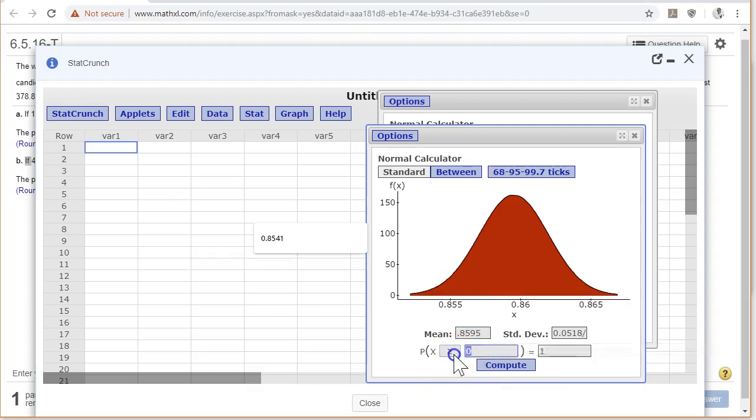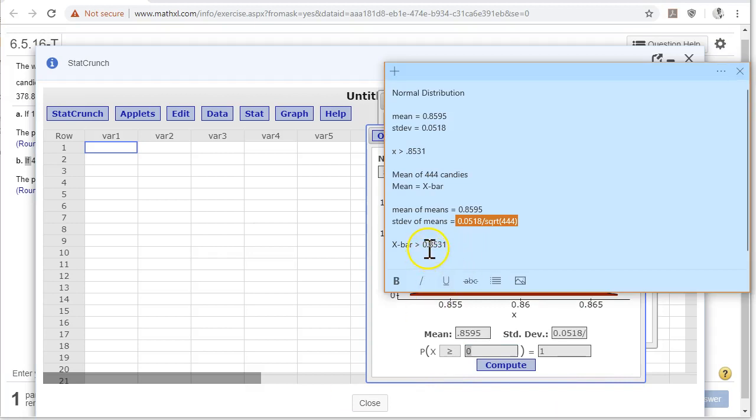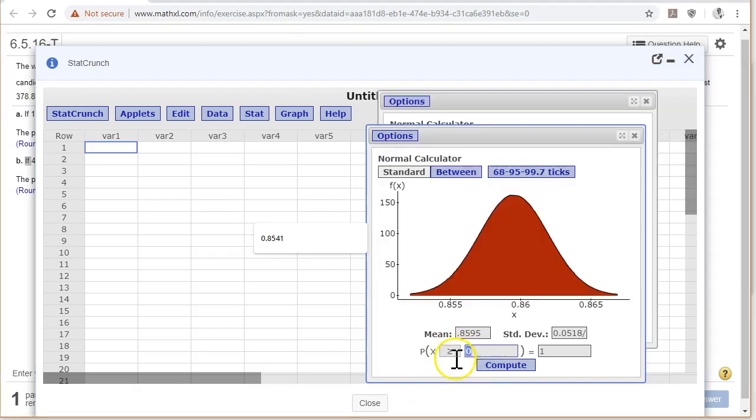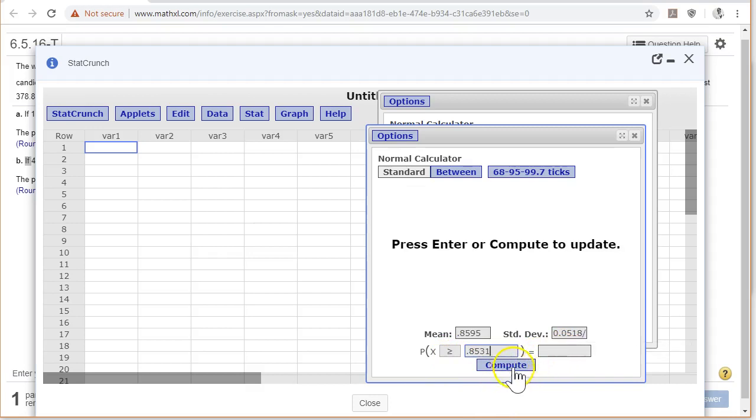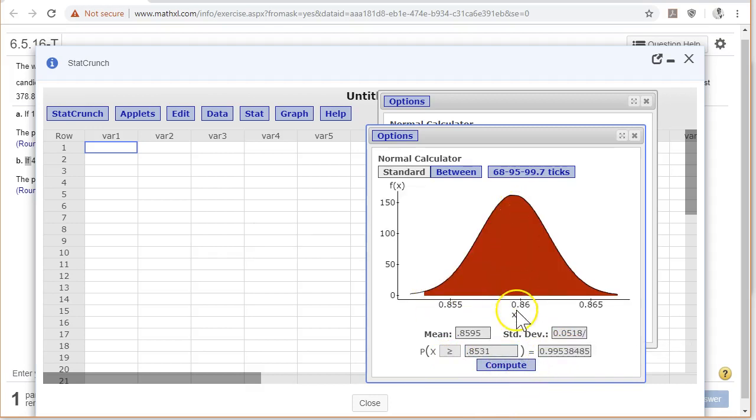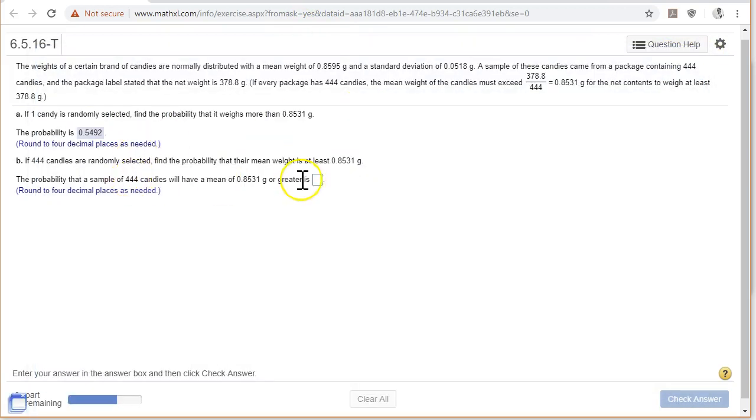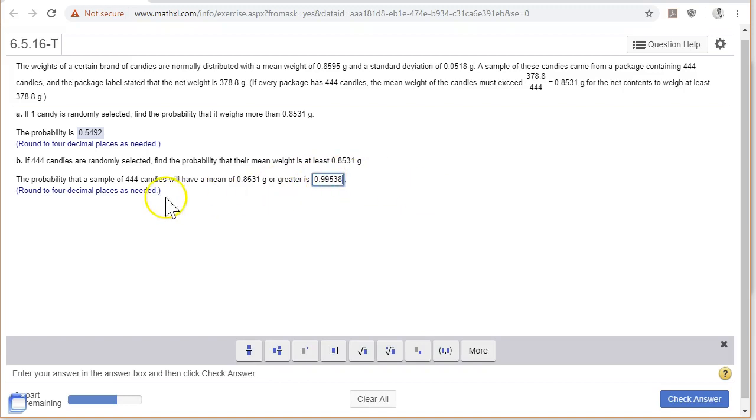And we want a greater than symbol, greater than 0.8531. So let's compute it. This time, way more than 50% is shaded. It goes all the way over here. So in fact, the probability here is 0.99538. Let me copy that and paste it onto our answers. Rounding off to four decimal places, this is going to be 0.9954.